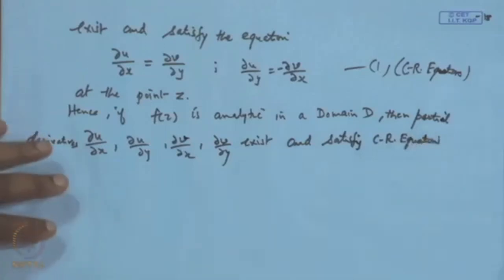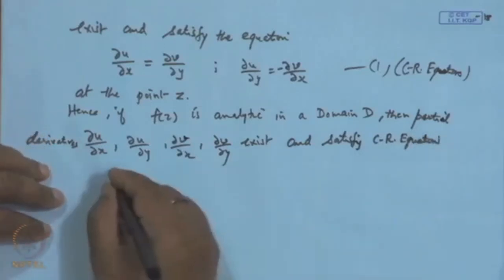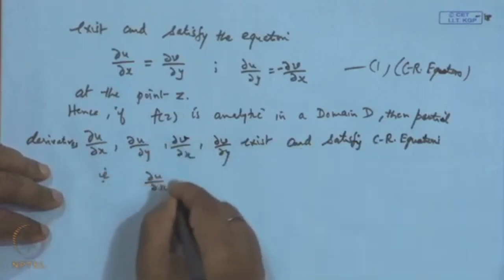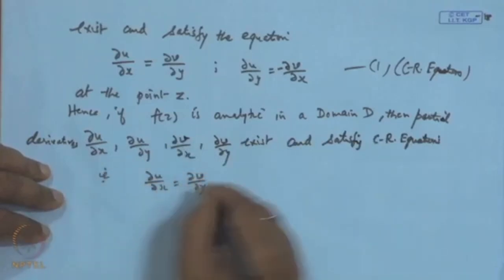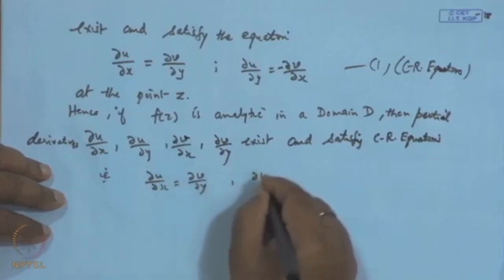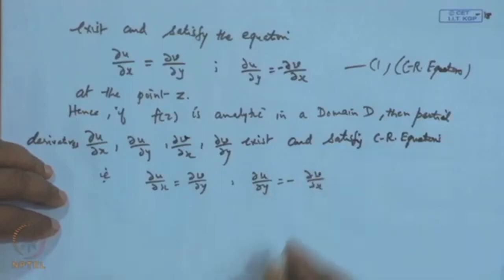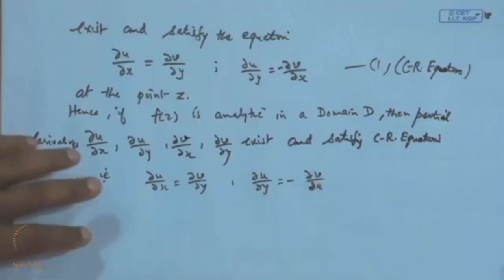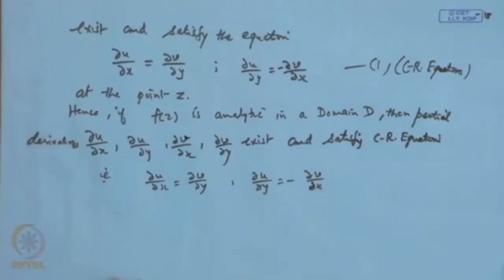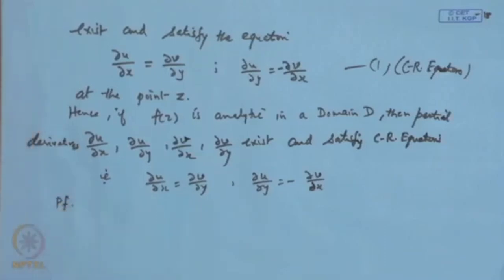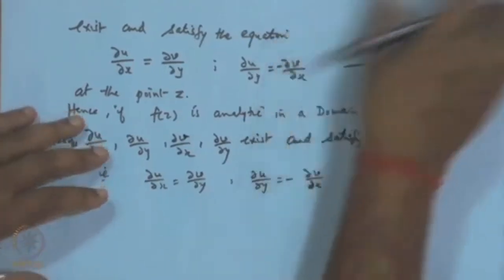Cauchy-Riemann equations. Okay, that is del u over del x equals del v over del y, and del u over del y equals minus del v over del x. So these are the necessary conditions. See the proof of this result first, and then we go for the sufficient part.